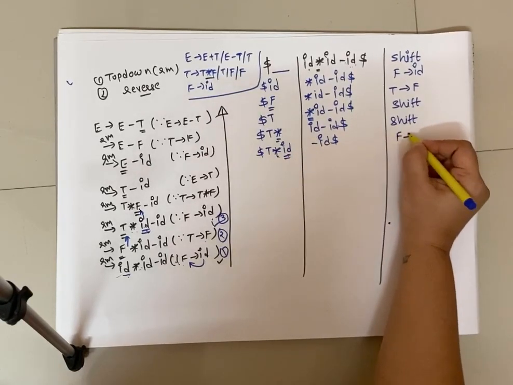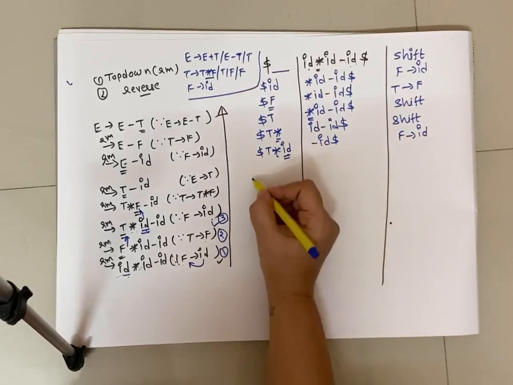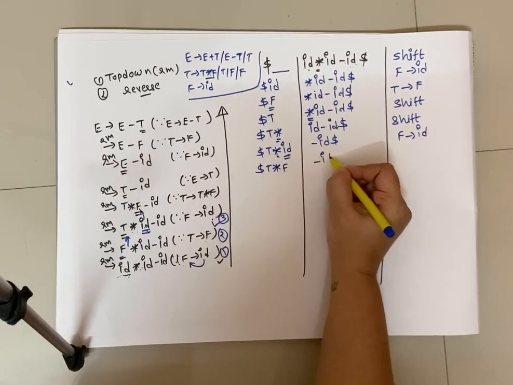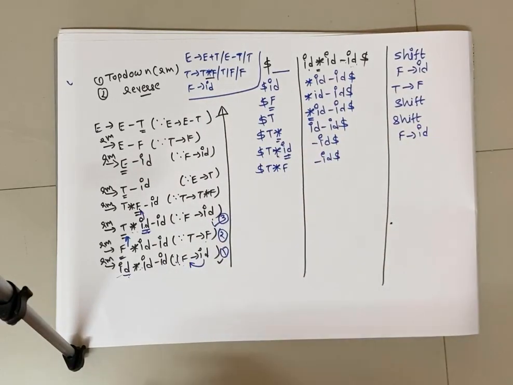So what you are going to do, ID will be reduced to F. So what will happen over here, ID will be popped, F will be pushed, minus ID dollar will be as it is. Okay. What is the next action that needs to be performed?